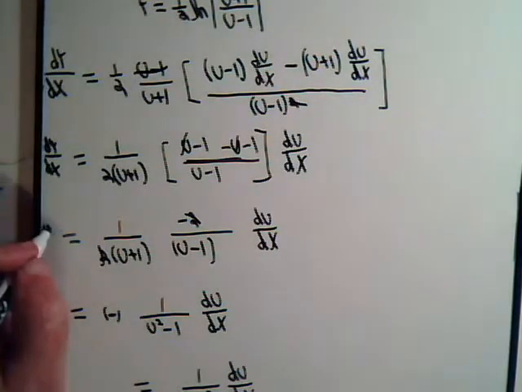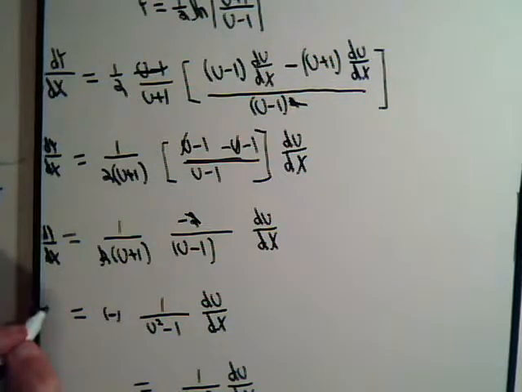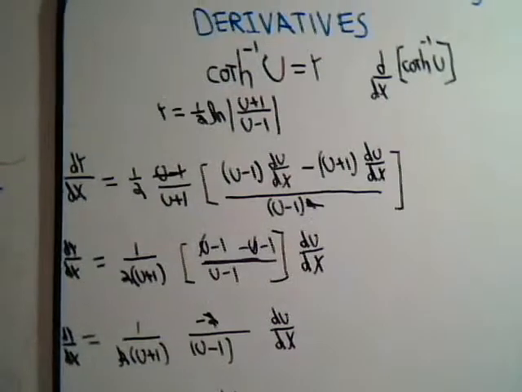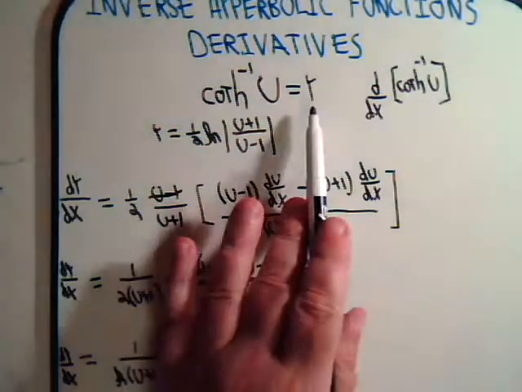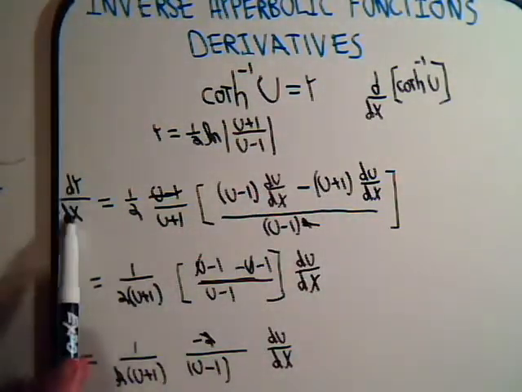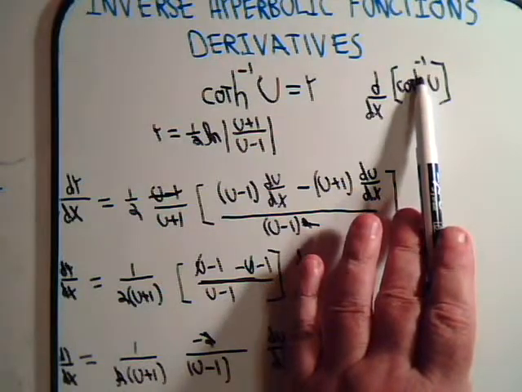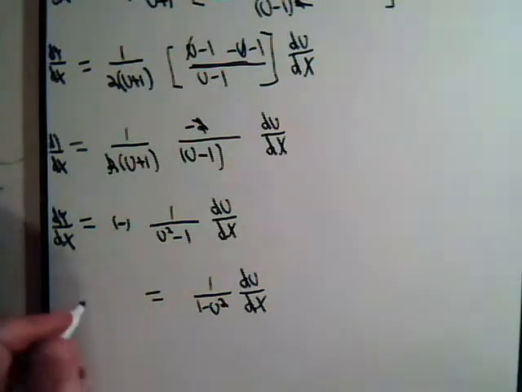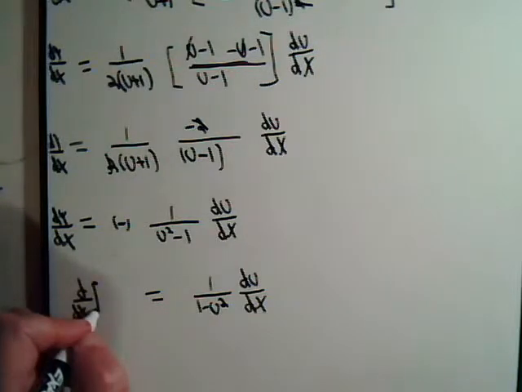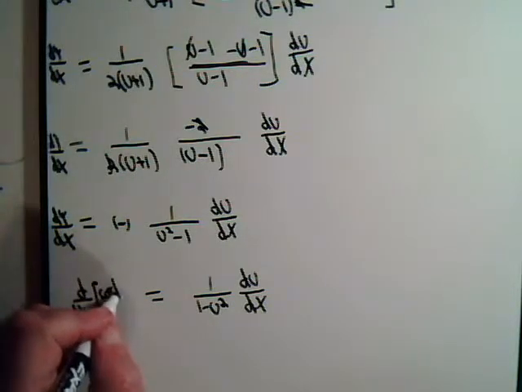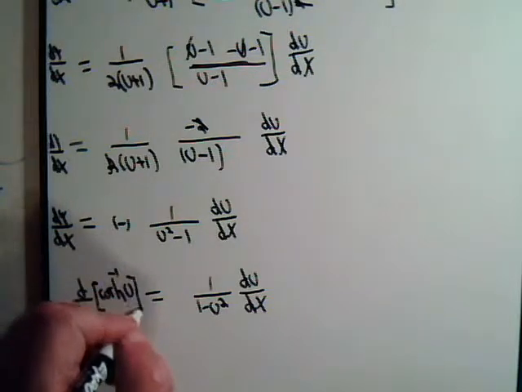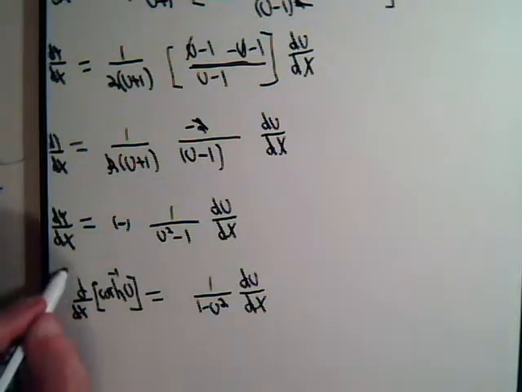Way back up here, back to where we had this set up, y is this, so dy/dx is the same thing as this, the derivative of this with respect to x. So finally we can come down here and say then that d/dx of the inverse hyperbolic cotangent of u is equal to this.